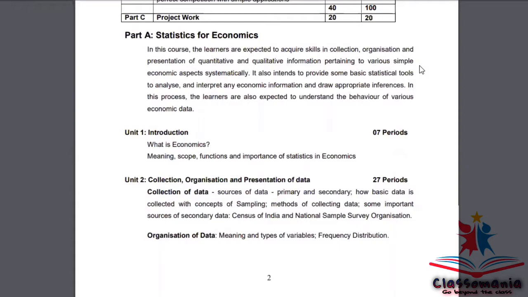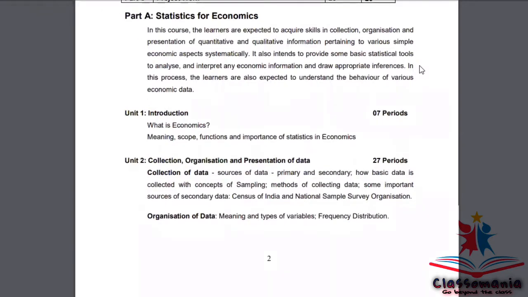Unit 1, introduction. This unit is coming as it is in the examination. Nothing has been deleted from this unit. And unit 2, collection, organization and presentation of data. In this unit also nothing has been deleted. This unit is coming as it is in the examination.